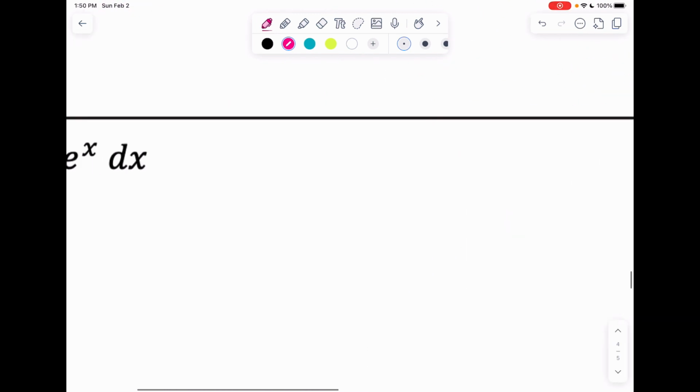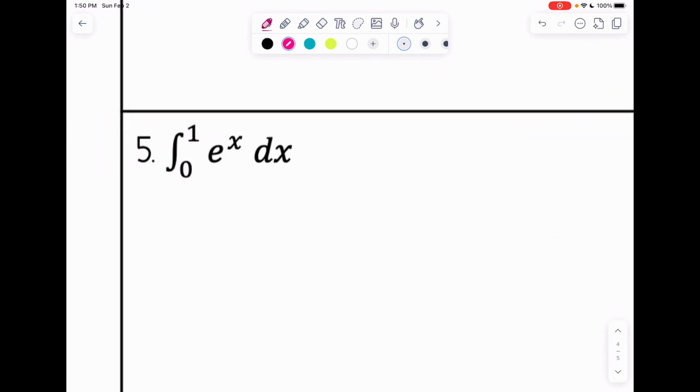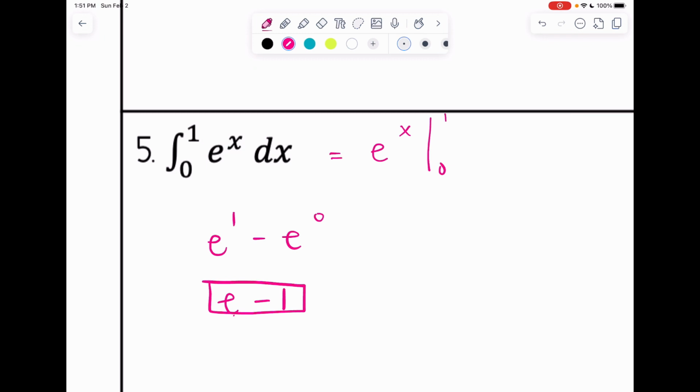Okay, number 5. The integral from 0 to 1 of e to the x dx. So the antiderivative of e to the x is just itself, e to the x, and then we're going to be evaluating. So this is e to the first minus e to the 0. E to the first, or really anything to the first power, is just itself. E to the 0, or anything to the 0 power, is just 1, and we cannot combine that any further, so we're going to say that answer is e minus 1.